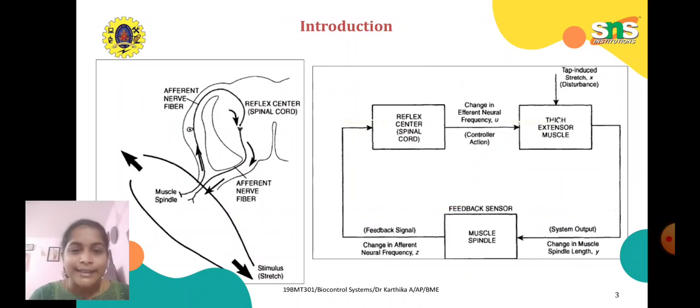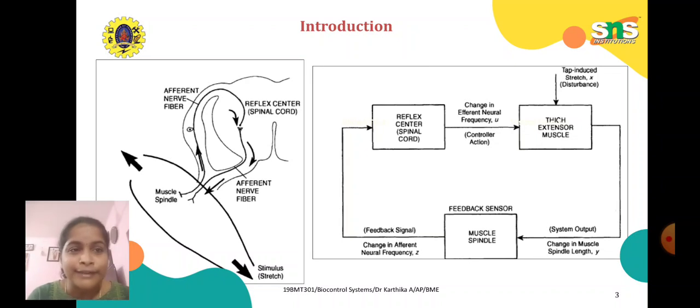Okay, see the diagram here. This diagram clearly shows the afferent nerve fiber and muscle spindle, and also we have a reflex center, the spinal cord, and we have the stimulus, which is nothing but our stretch. See how it is converted into a block diagram.